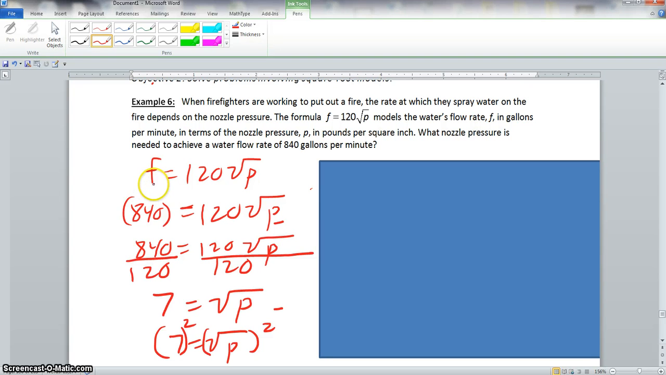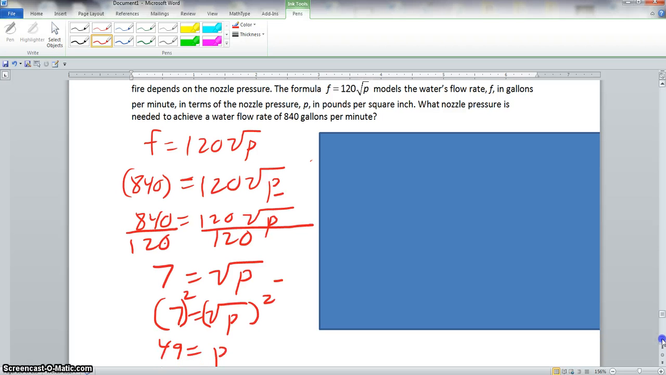So we'll write down a formula. F is equal to 120 times the square root of P. Now we have the flow rate, which is 840. So we substitute in 840 for F, and that equals 120 times the square root of P. Now, what we would have to do here is divide each side by 120, because we have 120 square root P and we want to get the square root of P by itself. So we divide each side by 120.